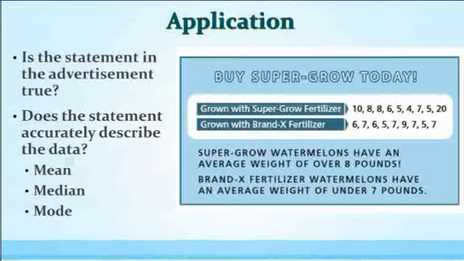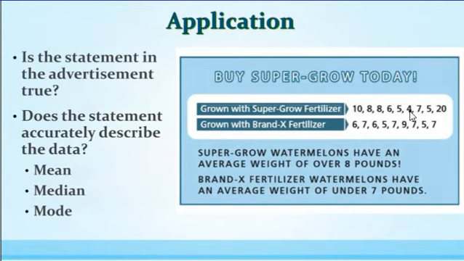And the last question here. Is the statement in the advertisement true? So in this statement it says, Super Grow watermelons have an average weight of over 8 pounds. Brand X fertilizer watermelons have an average weight of under 7 pounds. So we want to check to see if that is true. So the Super Grow fertilizer, if we add those up, let's do 10 plus 8 plus 8 plus 6 plus 5 plus 4 plus 7 plus 5 plus 20 gives us 73, and we got 1, 2, 3, 4, 5, 6, 7, 8, 9 numbers.